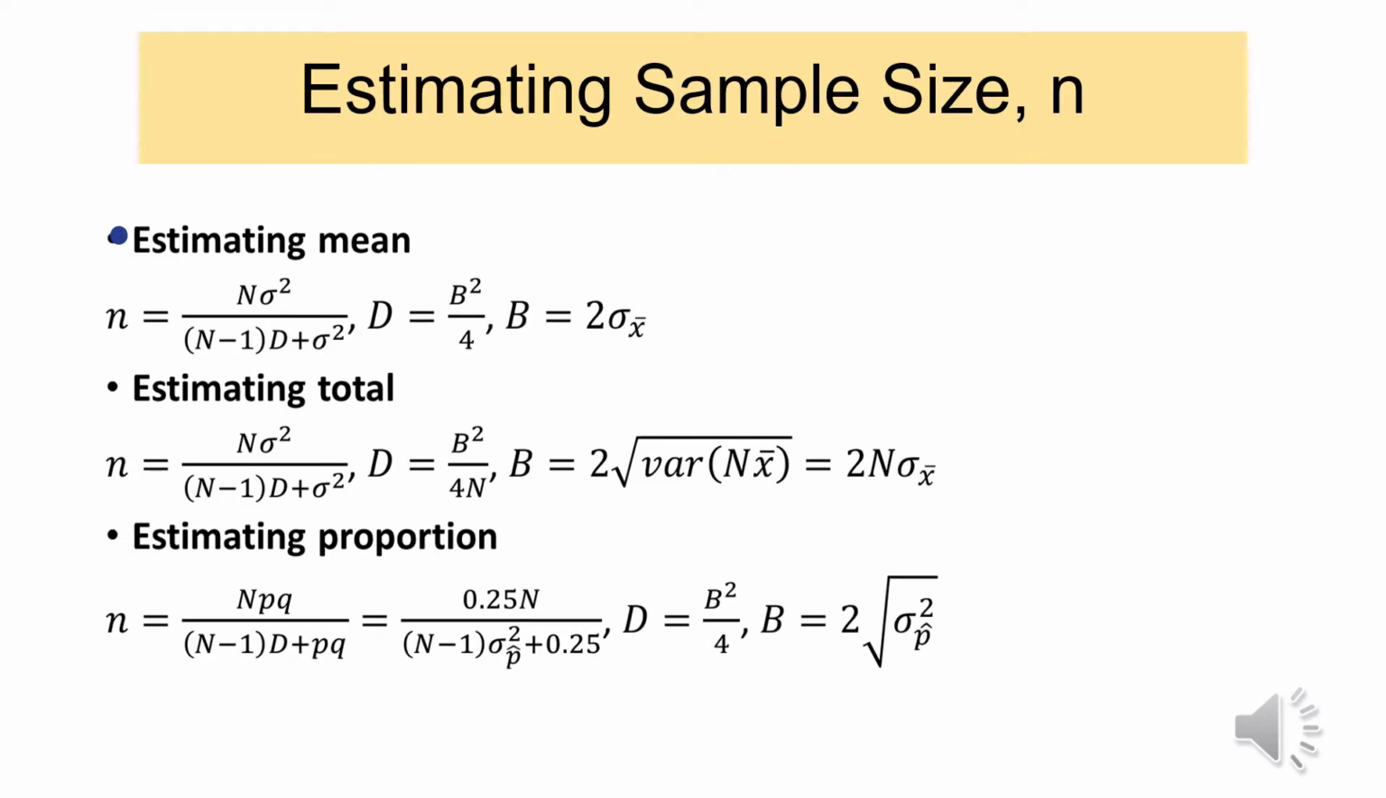Next is estimating the sample size. So we have three estimations: the first is estimating the mean, the second one is estimating the total, and the third one is estimating the proportion of populations.